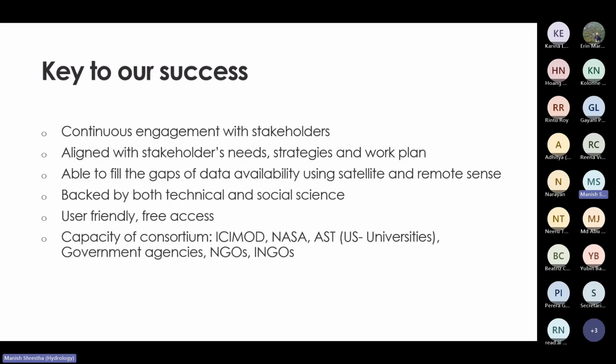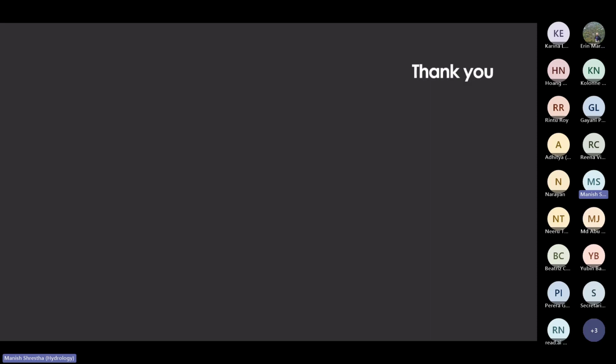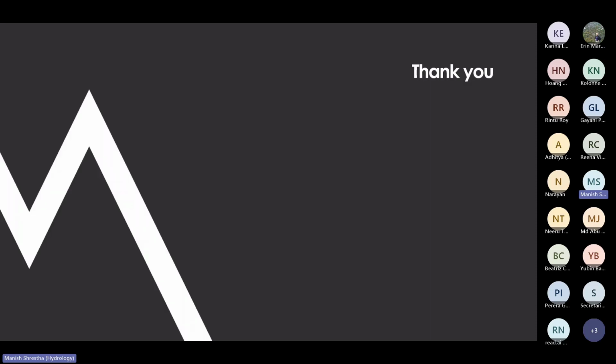The consortium capacity is also good, I would say. We have teams from NASA, we have AST, and BYU, the universities from the US. For this particular example, we have government agencies, NGOs, and INGOs working together. So these are a few of the points that I would like to highlight as the key to our success. And this is my last slide. And thank you very much for your attention.